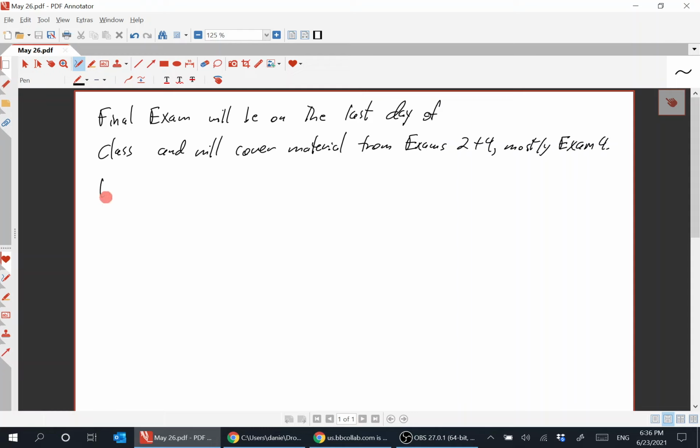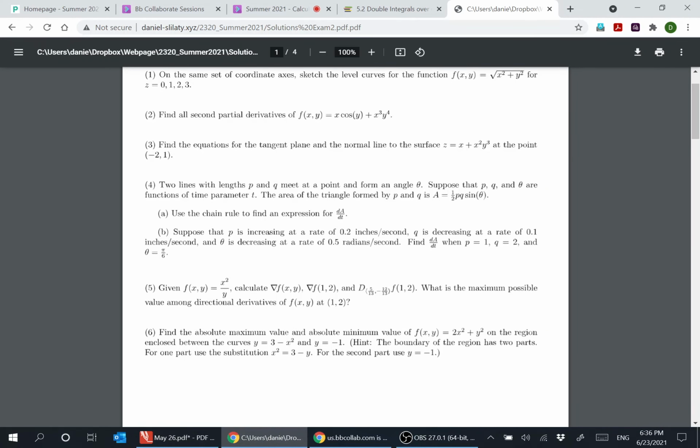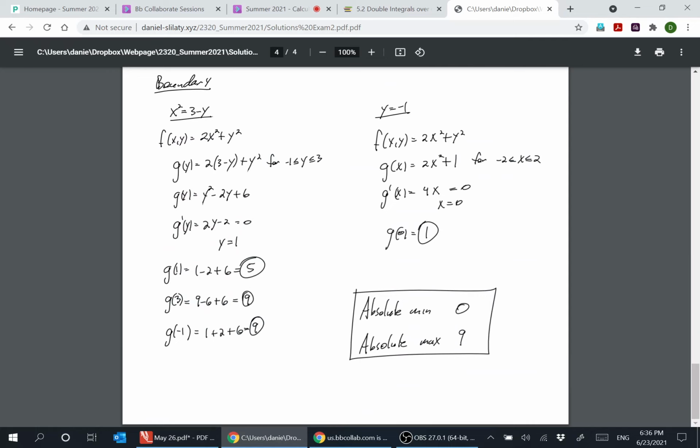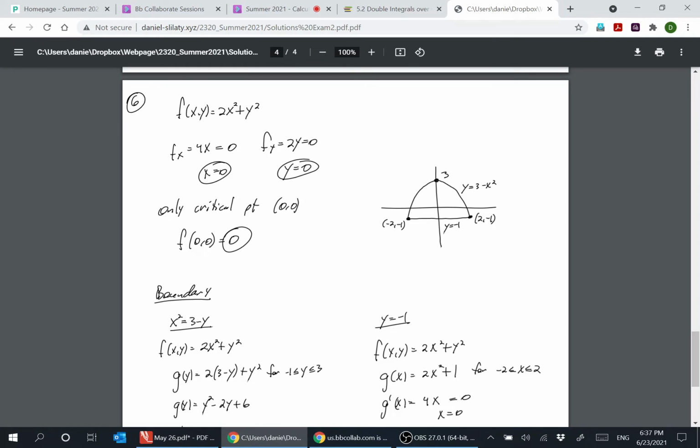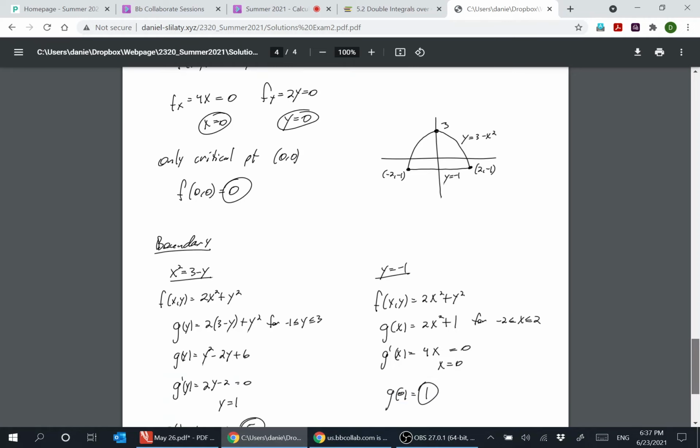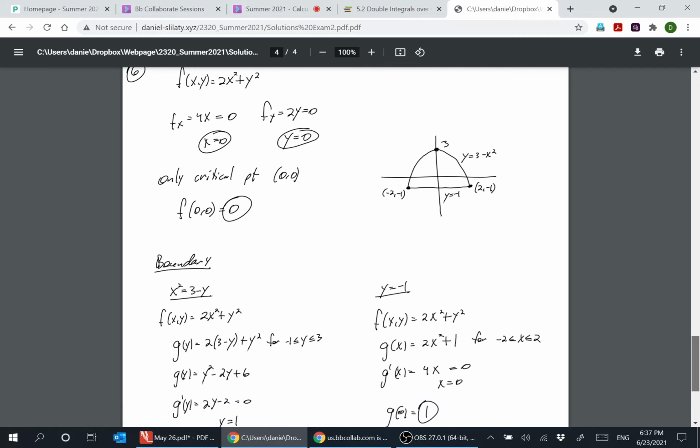So we will definitely have a problem like number 6 on exam 2. So that's finding the absolute maximum and absolute minimum of a function on some bounded domain. So number 6 here. It seems like we didn't do as well on that problem as I would have liked. So definitely we want to cover that material on the final exam.